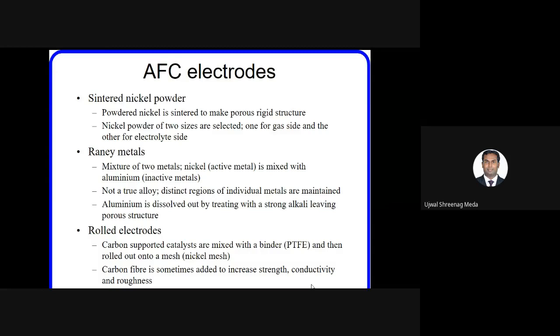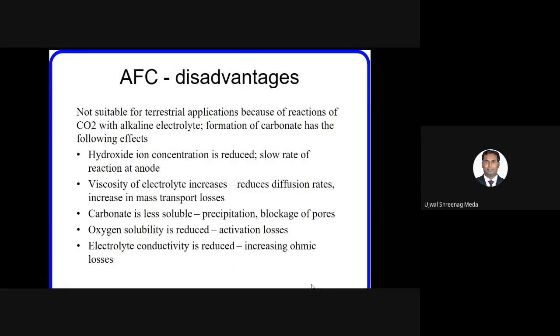Mobile electrolyte alkaline fuel cell, static electrolyte alkaline fuel cell, dissolved fuel alkaline fuel cell. These are the three types of alkaline fuel cells that are available. Okay, that is just for your information. So now let's look at the disadvantages of alkaline fuel cells.